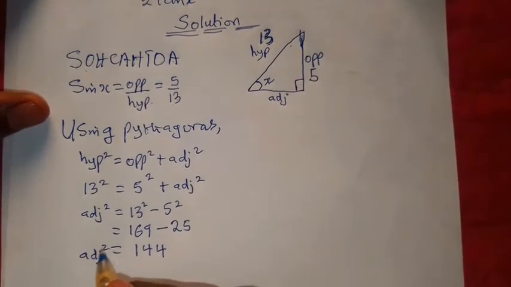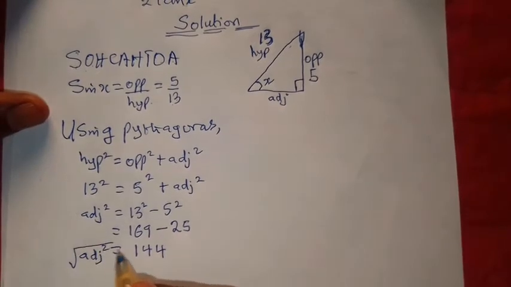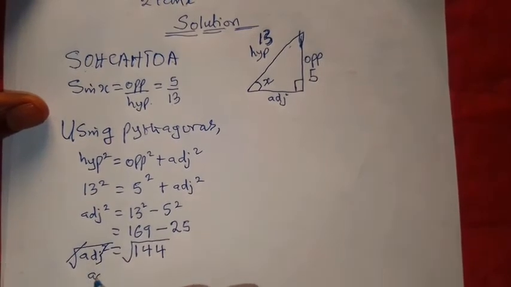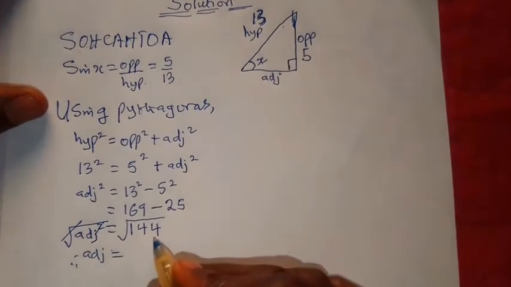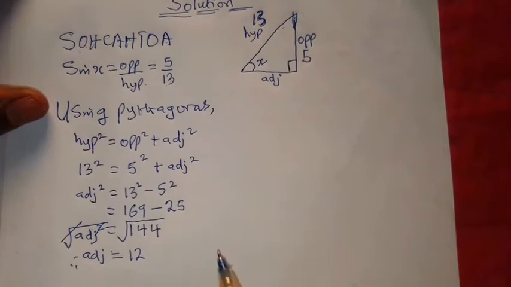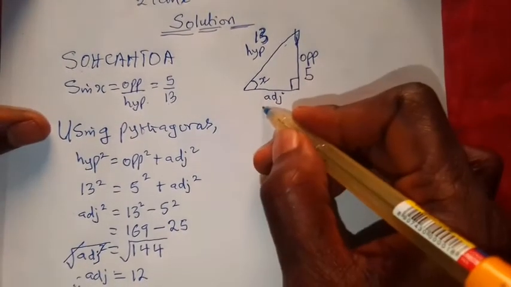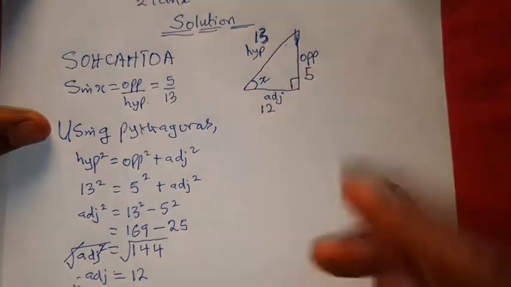Now we have to remove this square that is here. And how do we do that? We do so by taking the roots of both sides. And if we take the root of both sides, we have the adjacent therefore becoming the square root of 144, which will give us 12. Alright, so which means the adjacent side is 12. So we can come to where we have the adjacent side and we write our 12 there.